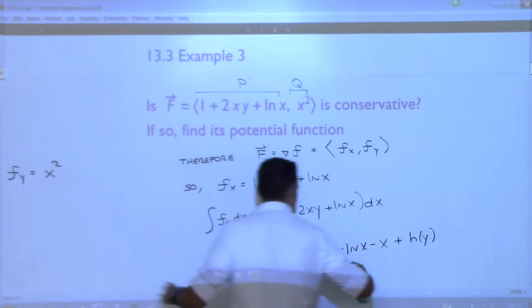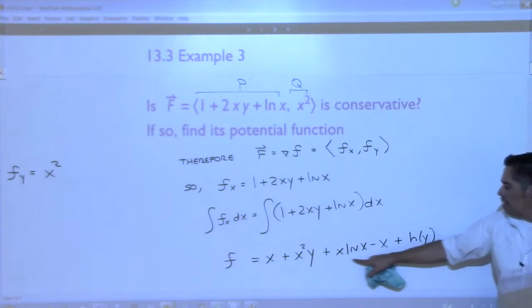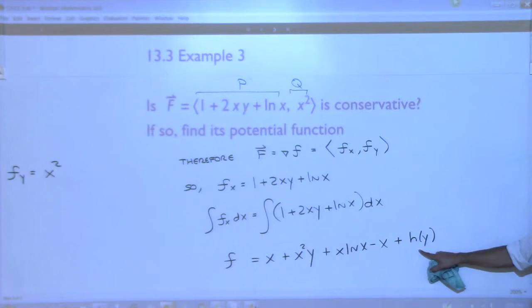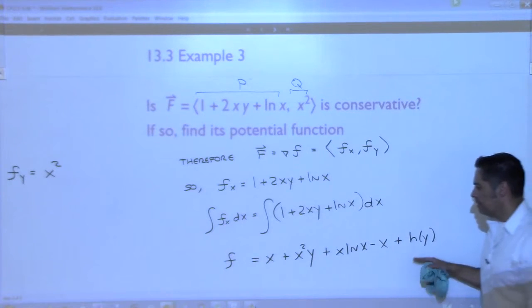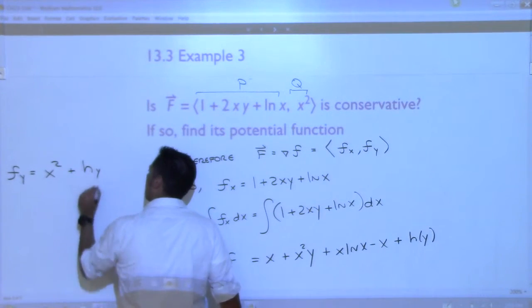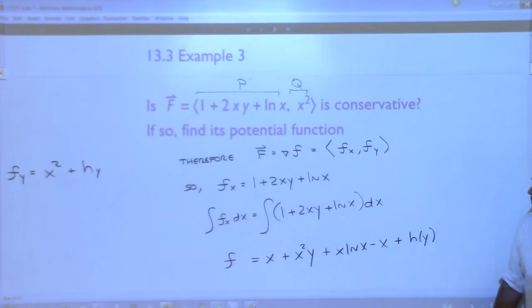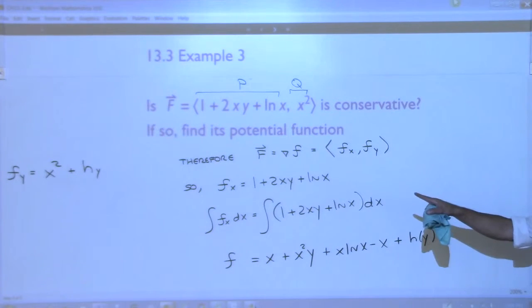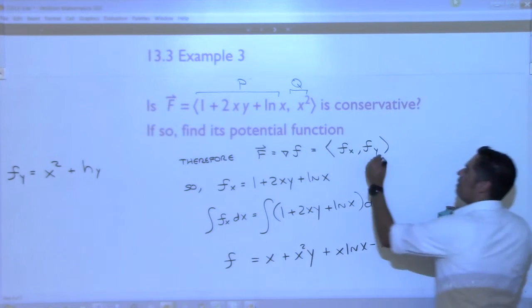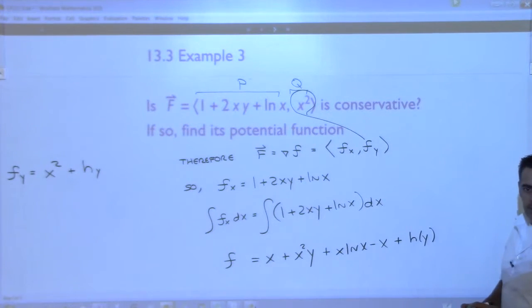Plus, what's the derivative of all this stuff? Zeros, because these are all constants. And then what's the partial of h with respect to y? h prime of y. That's the same thing as the partial of h with respect to y. But that has to match this, right?